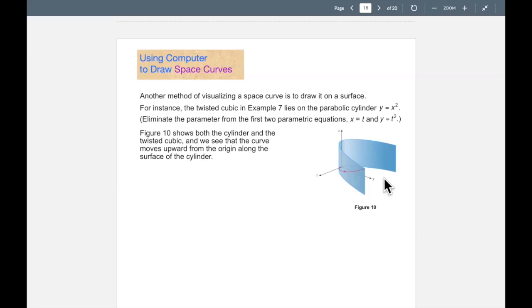And then we can eliminate the parameter from the first two parametric equations, x equals this, y equals this, and we get y equals x squared, so we know that it's a parabola. That means every point on the curve lies on this cylinder y equals x squared. Once you draw the cylinder and put this curve on it, you can see that it actually lies on the cylinder. So it gives you a better idea of how the curve looks.